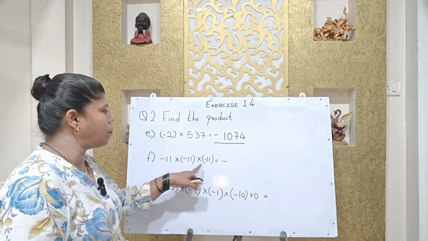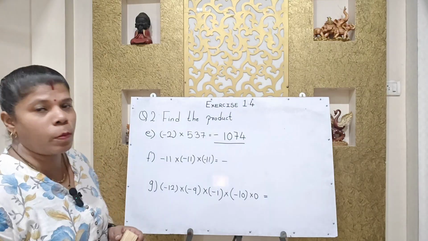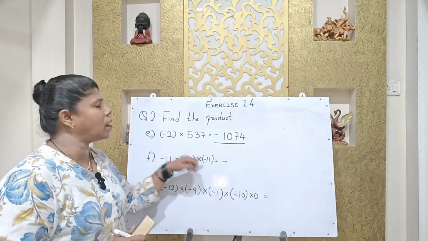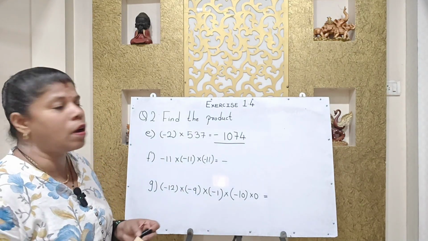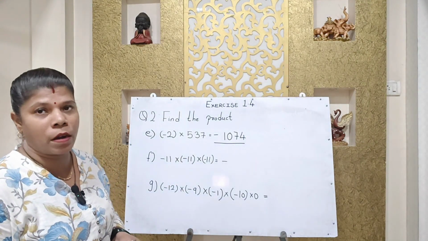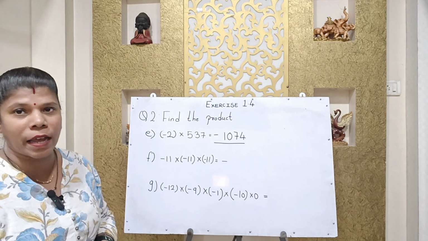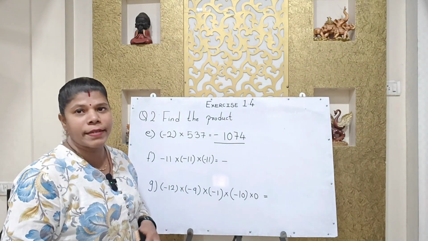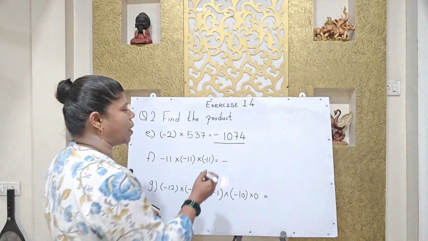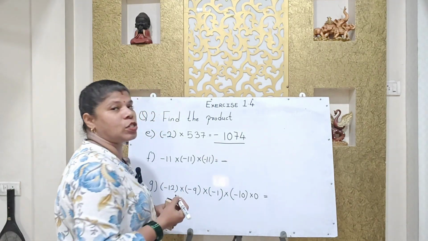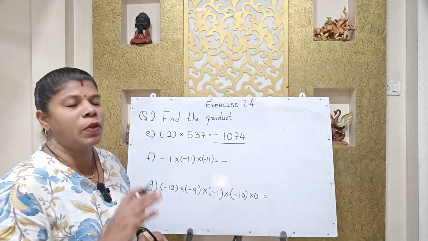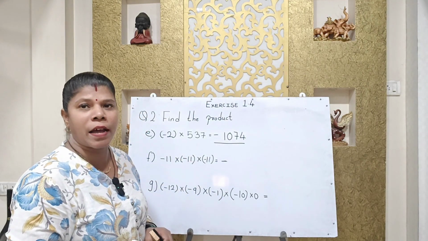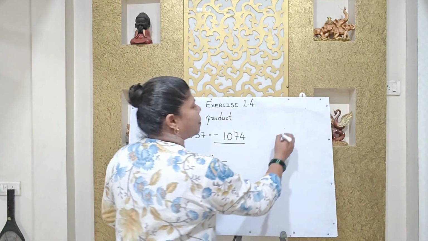Minus 11 multiplied by minus 11 multiplied by minus 11. In this sum, we have been given a multiplication of three integers and all three of them are negative. When we are given negative signs, we have to count them first. How many? 1, 2, 3. So 3 is an odd number. So our answer will be negative. हमारा आंसर क्या होगा? Odd है तो negative होगा. 3 is an odd number. So हमारा आंसर क्या आएगा? Negative आएगा.